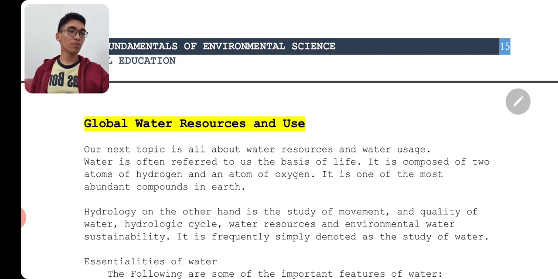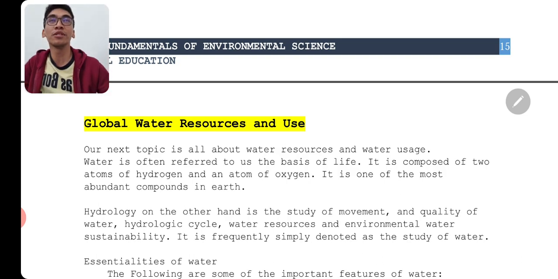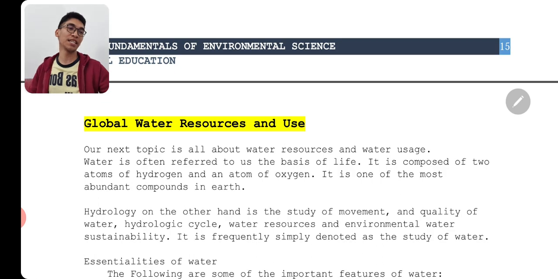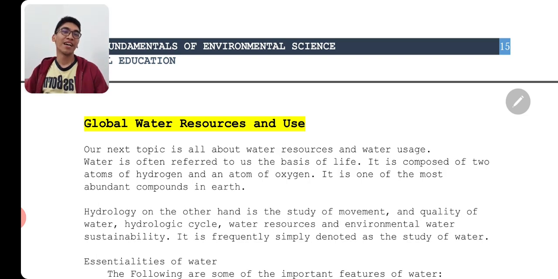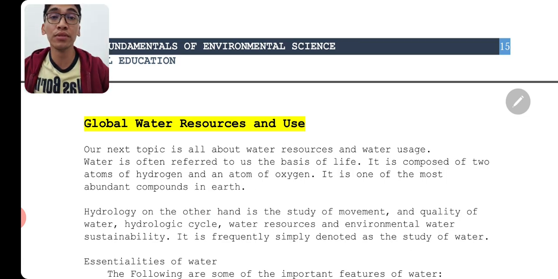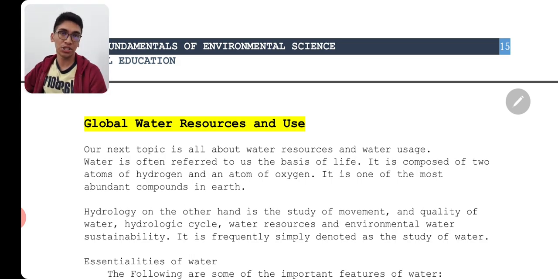It is one of the most abundant compounds in the earth. What is the most abundant element in our whole world? Who wants to recite? Sabi ni Ma'am Lizelle, it's the hydrogen. Tama, hydrogen is the most abundant element in our universe. Well, actually, hydrogen, when combined with oxygen, it is a compound. It will produce a compound water, or the H2O.